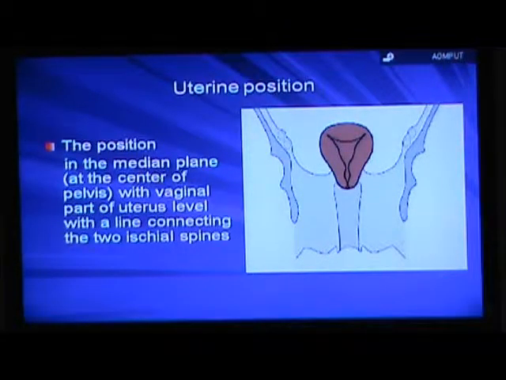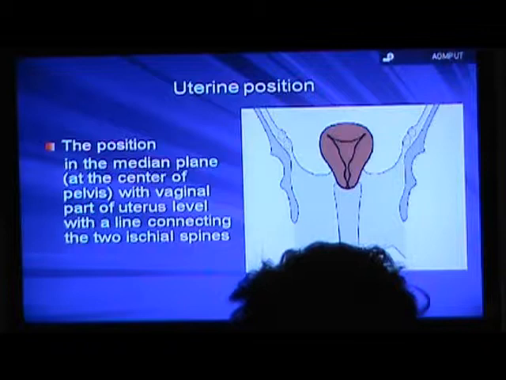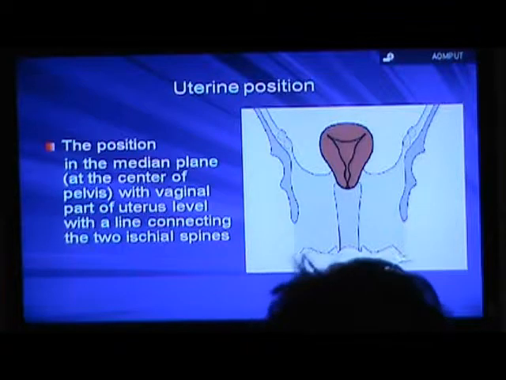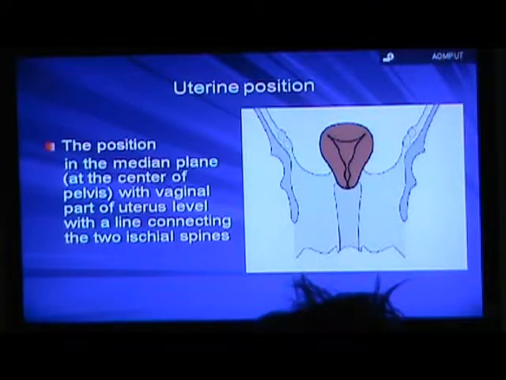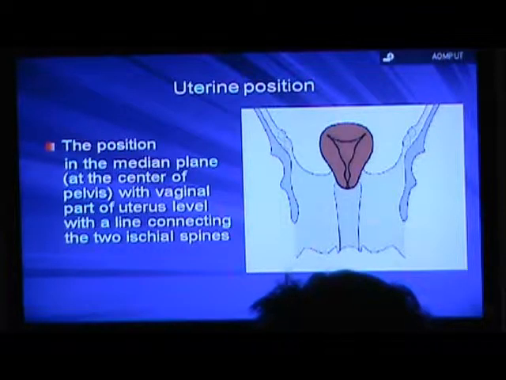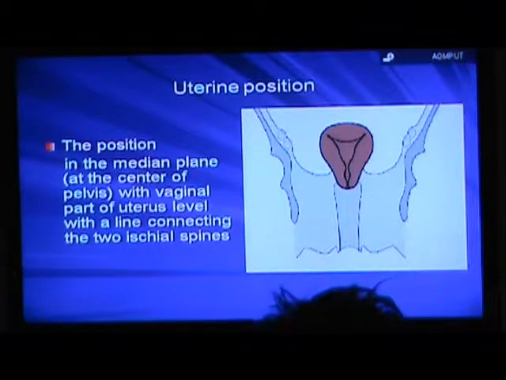The position of the uterus in the median plane, so it's located at the center of the pelvis, with the vaginal part of the uterus level with a line which connects the two ischial spines. So the uterus is located in the center of the pelvis, so in the median plane.